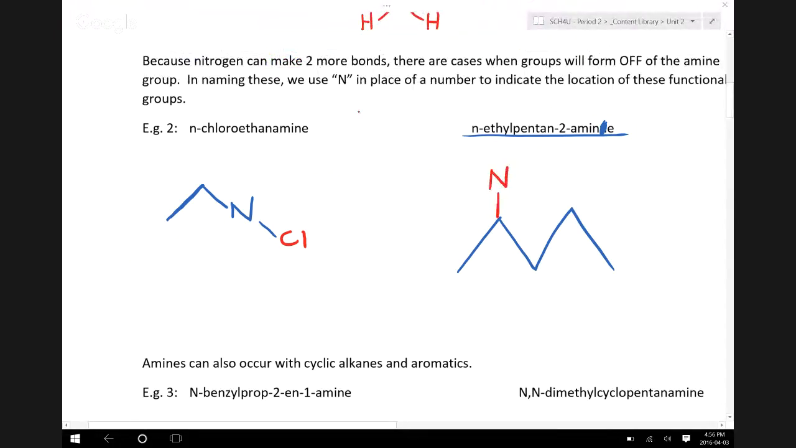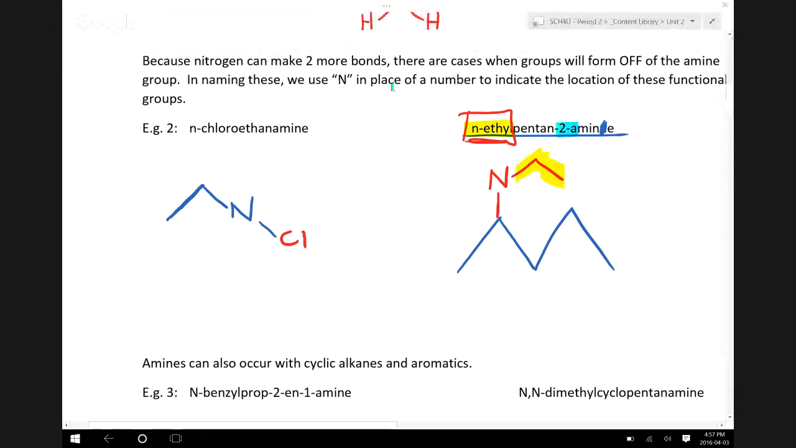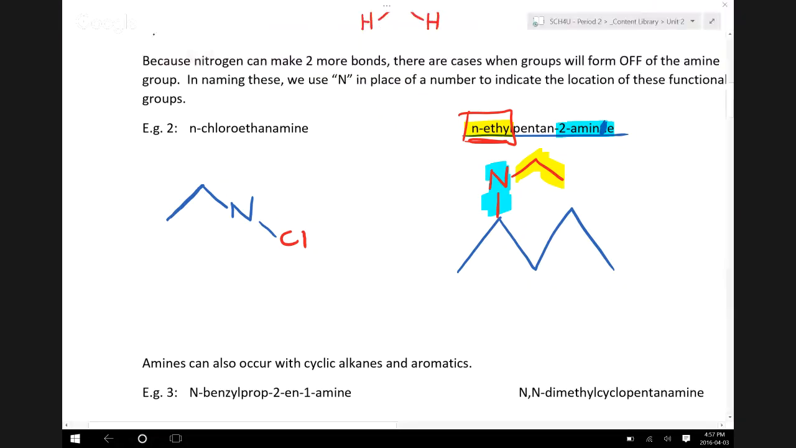And then that amine group itself has an ethyl group coming off of it. So that means that off of here, we would have a 2-carbon chain. All right, so that is the ethyl group coming off of the amine. And this is the amine group itself. So that would be N-ethyl pentan-2-amine.